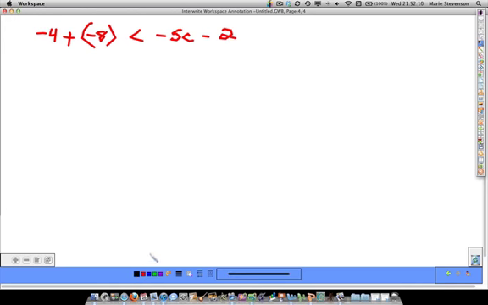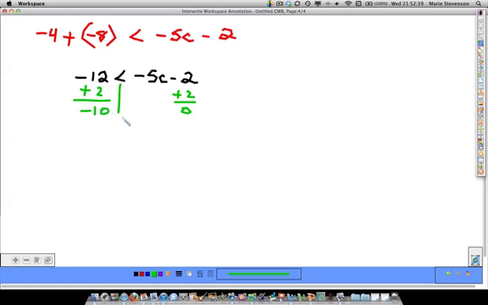Alright, so remember what we talked about in the beginning. Sometimes you need to combine like terms and simplify before you can do anything. So in this case, we can actually combine these. Negative 4 plus a negative 8 is a negative 12. So negative 12 less than negative 5c minus 2. So now, c's on this side, so we've got to move this negative 2 away by adding. So I get negative 10. So I now have negative 10 less than negative 5c.